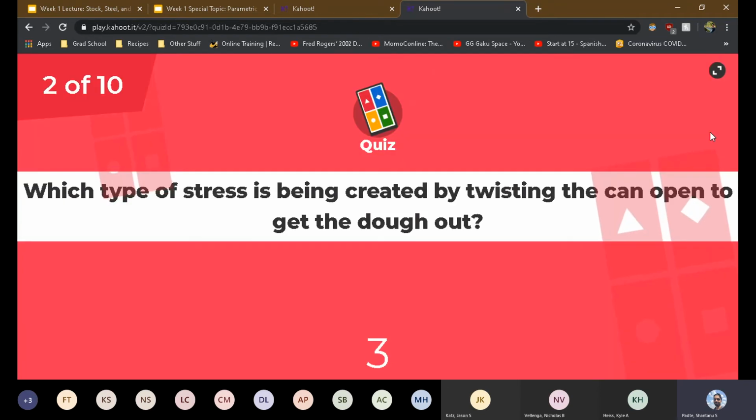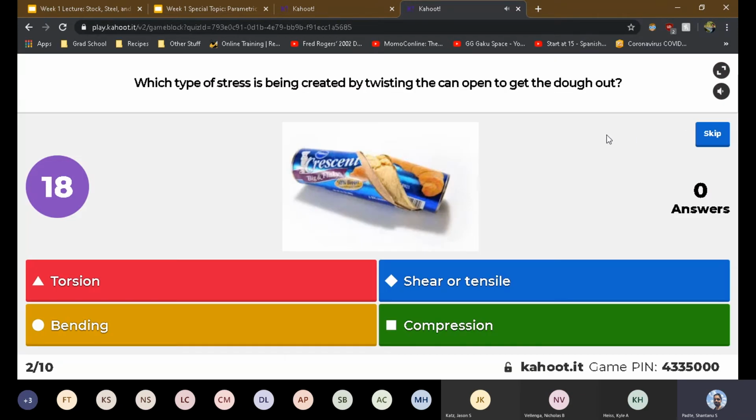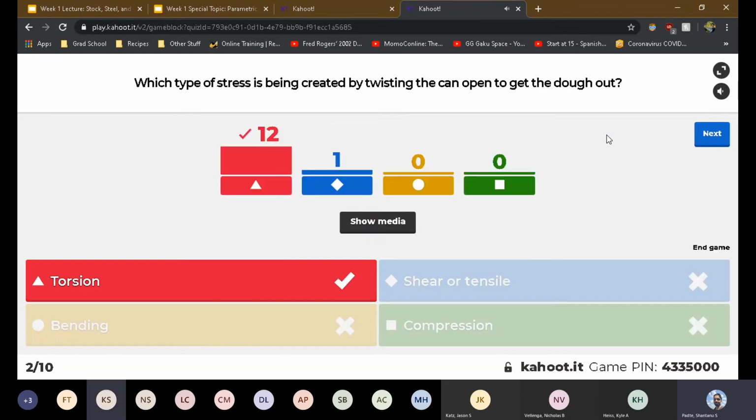Which type of stress is being created by twisting the can open to get the dough out? Somebody wants to make croissant. I'll be honest, I didn't know that's how you open those cans. Neither did I. I always use a spoon. Well, to be fair, I've never used such a can. And yes, that is torsion. Very good, guys. That is correct.